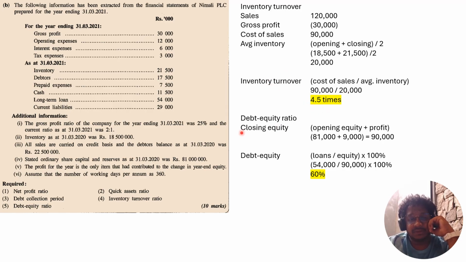And the last one, you have to find out the debt to equity ratio. First we have to find out your closing equity. Your opening equity is given here as 81,000. To that, you have to add the profit. So your closing equity is 90,000. Then for the debt to equity ratio, the loans given here are 54,000. So 54,000 divided by 90,000 into 100%. So your debt to equity ratio is 60%.